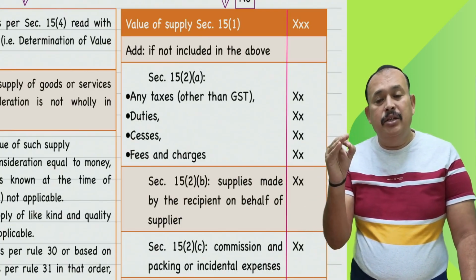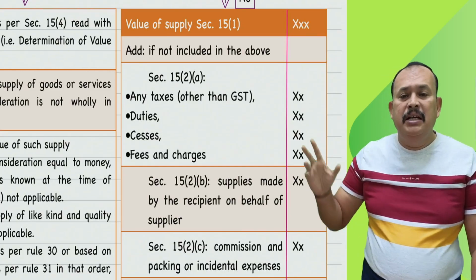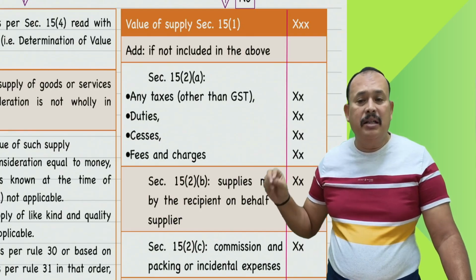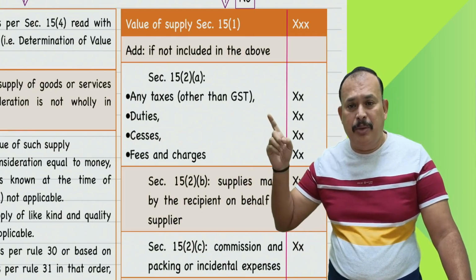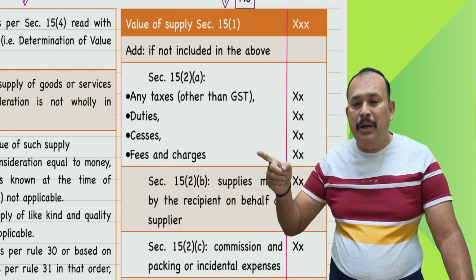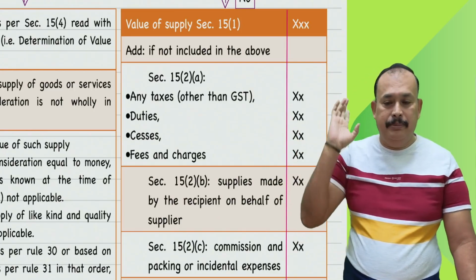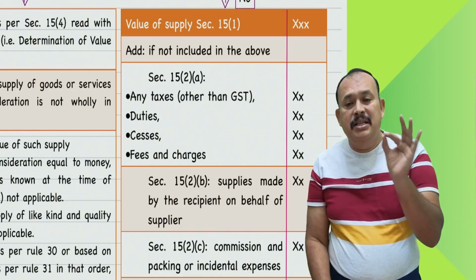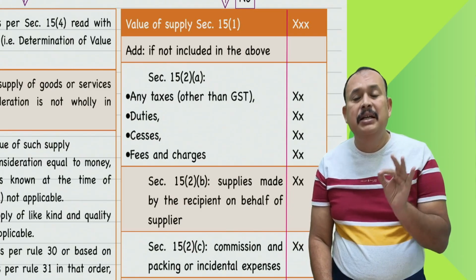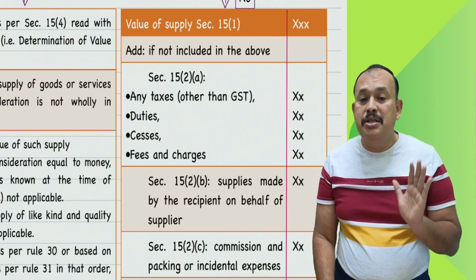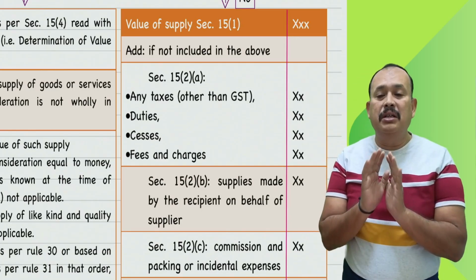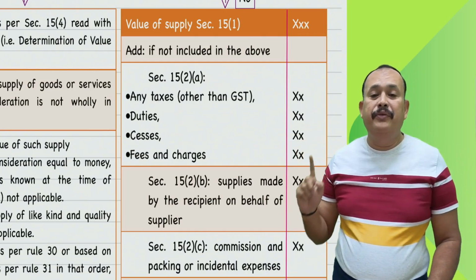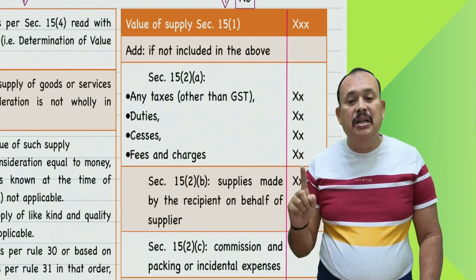Section 15 subsection 2 clause A says any taxes, duties, cess, fee or other charges should be added in the value of supply if not already included. However, we should not add GST taxes, CGST, SGST, UTGST, IGST, GST compensation cess, in the value of supply, as per section 15 subsection 2 clause A.